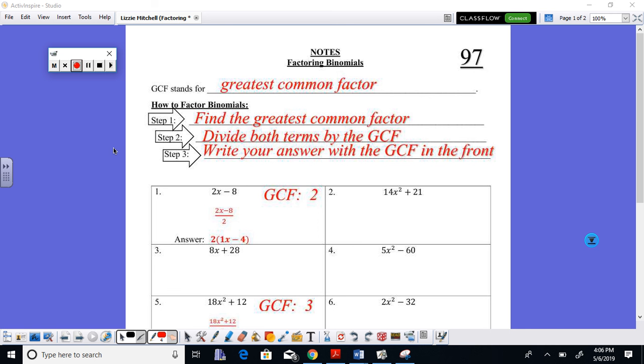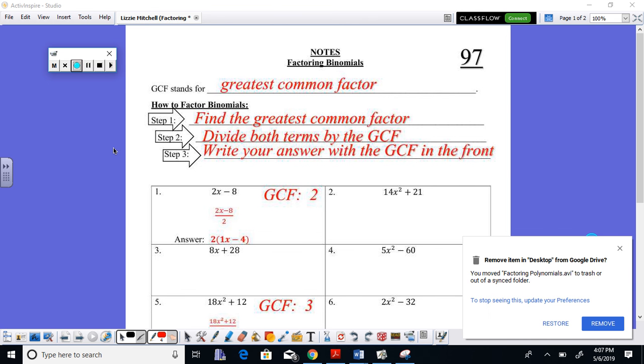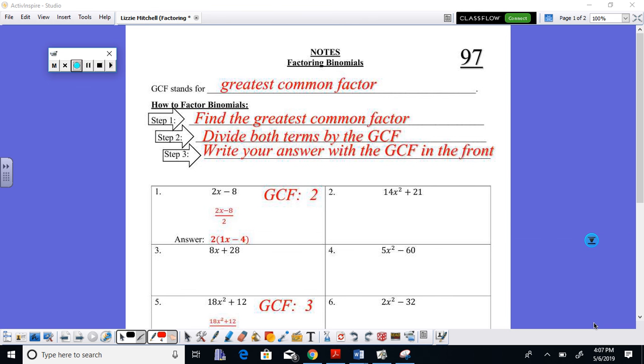Okay, this lesson is about factoring polynomials. We're going to start with factoring binomials, that would be a polynomial with two terms. The most important concept to remember is to look for a greatest common factor being your first step.